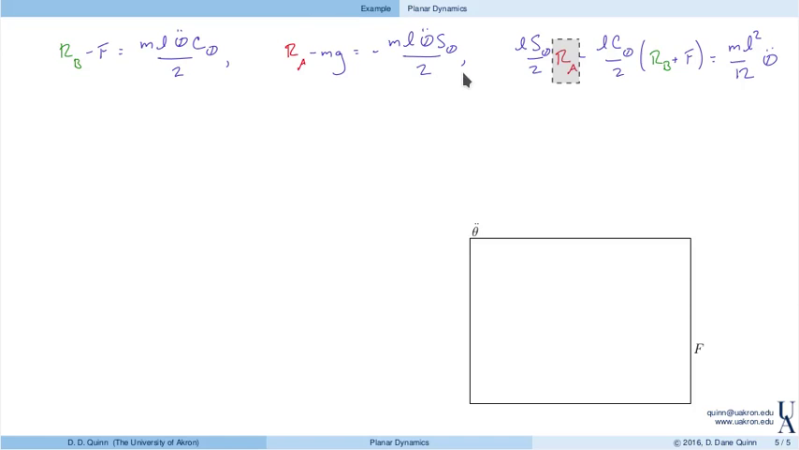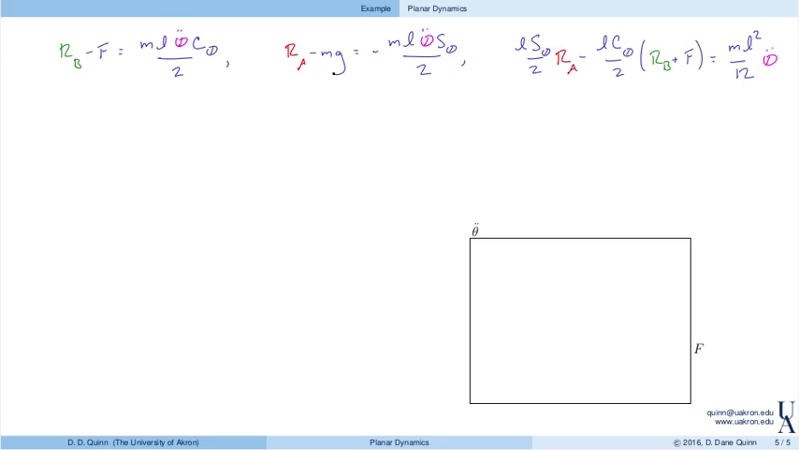Then we have theta double dot. And for theta double dot, let's use pink. So essentially, these are our three unknowns in this problem. We have RA, we have RB, and we have theta double dot. So really, we just need to solve these three equations for the unknowns. Remember, we wanted the angular acceleration of the bar, so we ultimately want theta double dot.